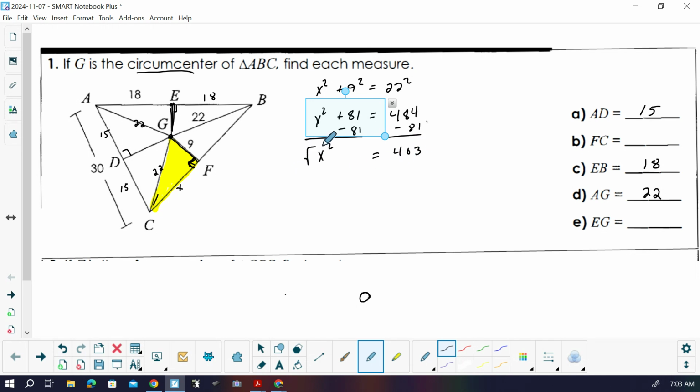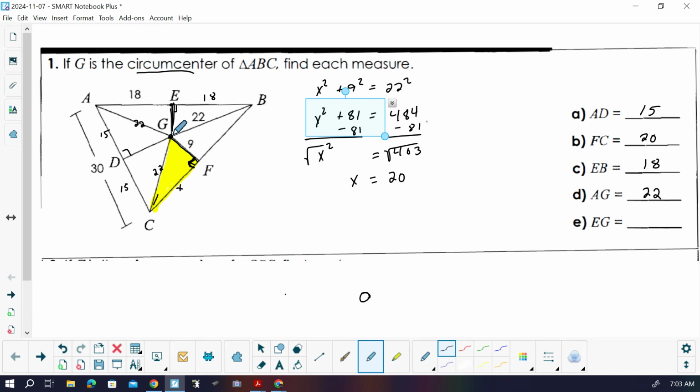And then we're going to take the square root of both sides. So the square root of x squared is x. The square root of 403 is approximately 20. Now that's rounded off. It doesn't come to 20 exactly, but if you do the square root of 403 and round it to the nearest tenth, it ends up rounding to 20. Okay? All right, so that's this one, FC.